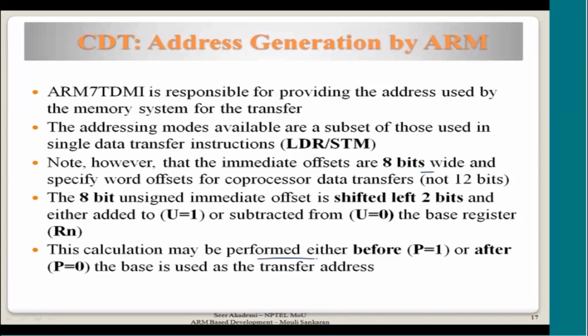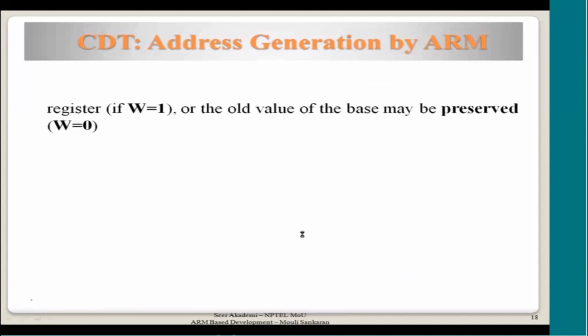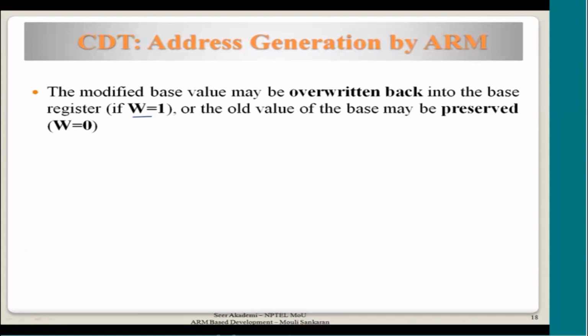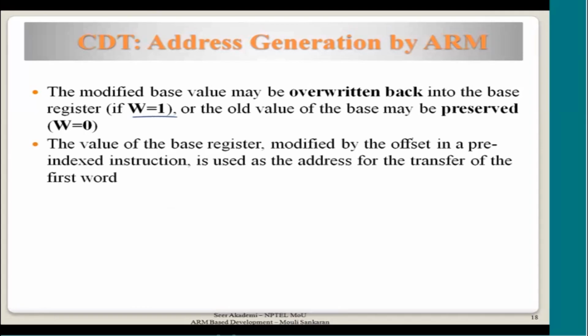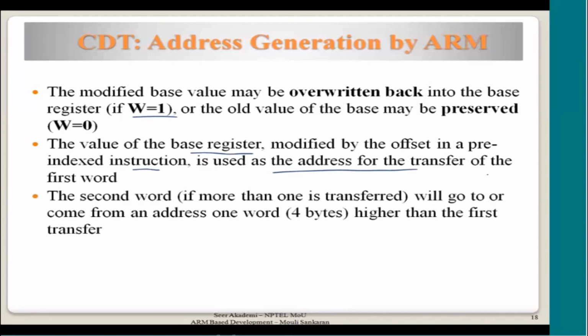So whether the calculation will be performed before or after, that is pre-indexing or post-indexing, is decided by this, based on whether you are maintaining the offset inside or outside this. So you should go back to the LDM addressing modes to recall these bit patterns. Okay, so this is how it is done, and then W is the write-back bit; whether the base register can be written back or not is provided by this. The value of the base register modified by the offset is, in a pre-index instruction, used to address the transfer of the first word. Okay, so the address computed is used for the first word transfer.